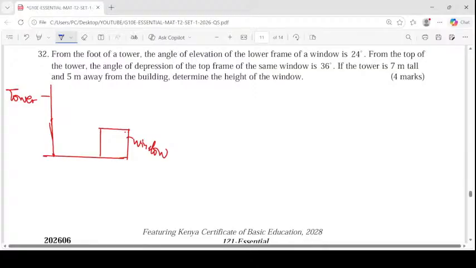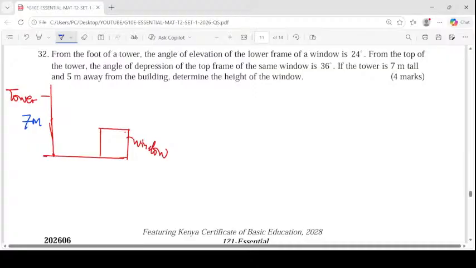You know, we have a tower. How are these things positioned? From the foot of a tower, it means we have a window somewhere, but the window cannot be at the bottom here. If the tower is 7 meters tall, the height of the tower here is 7 meters. And 5 meters away from the building.